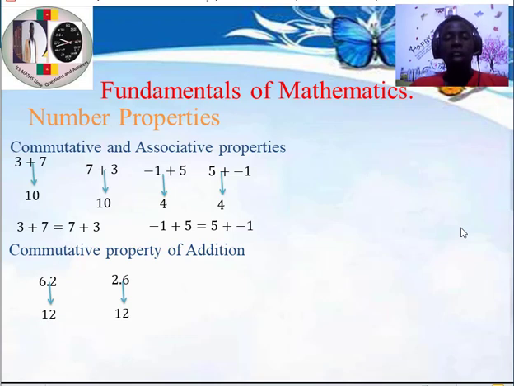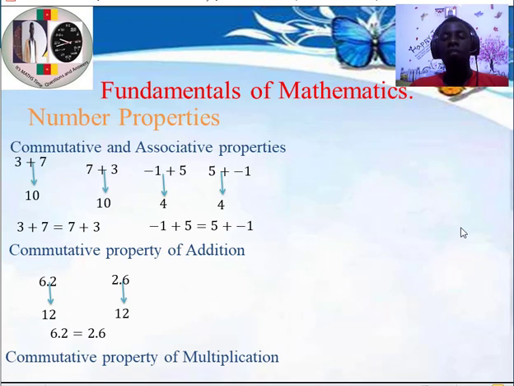Okay, so since we have seen that 6 times 2 is 12 and 2 times 6 is as well 12, then we can conclude that when multiplying 2 numbers or 3 numbers or whatever numbers we have, the order in which we perform this multiplication does not matter, because 2 times 6 is the same as 6 times 2. So we call this property the commutative property of multiplication.